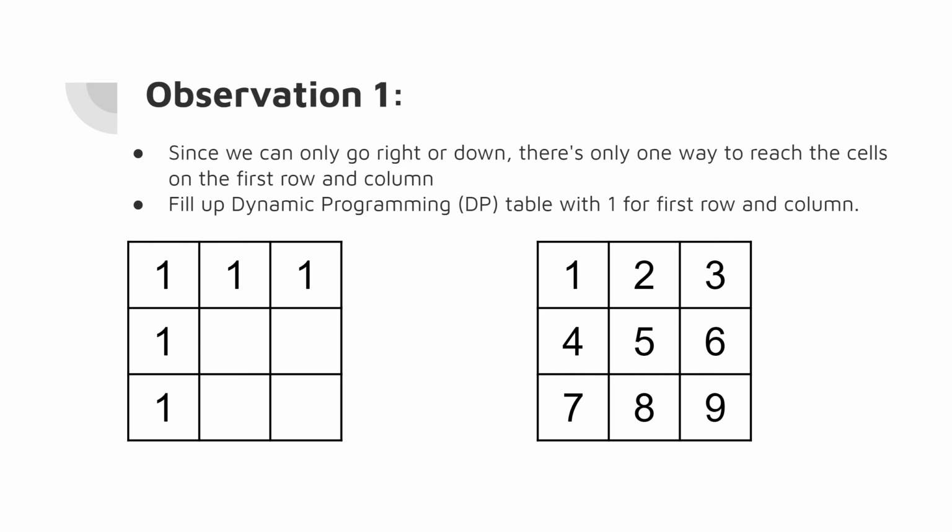For one observation, since we only go right or down, there's only one way to reach the cells on the first row over here and the first column over here, and I'll fill up the dynamic programming DP table with 1 for the first row and first column. So these will all be 1.